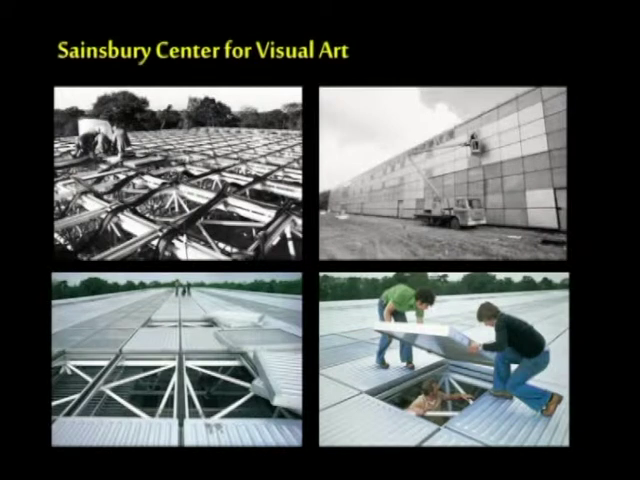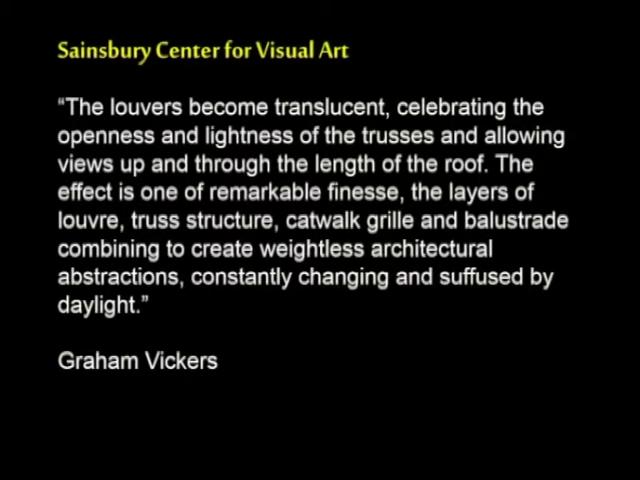Some more photographs during the phase of construction. This is where they are laying the roof, doing the cladding system on the exterior, paneling on the top, and the final panel goes on top. Graham Vickers says that the louvers become translucent, celebrating the openness and lightness of the trusses and allowing views up and through the length of the roof. The effect is one of remarkable finesse. The layers of louvre truss structure, catwalk grille, and balustrade combining to create weightless architectural abstractions, constantly changing and suffused by daylight.